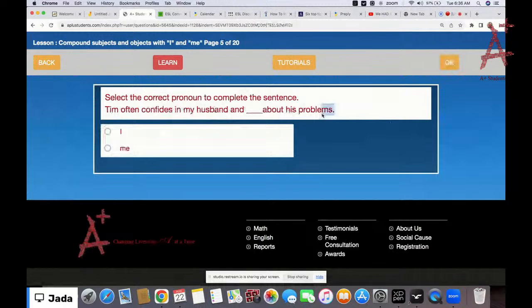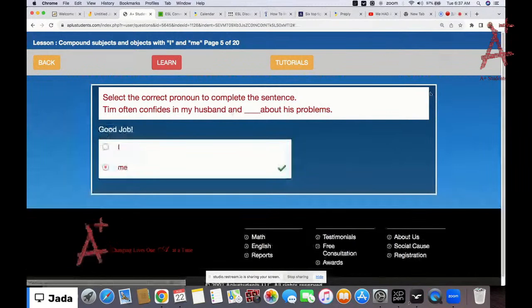So is it gonna be my husband and I or my husband and me? My husband and I or my husband and me? What do you think is gonna be the answer? Everybody share your thoughts on the chat box so that I'm sure that you understand this lesson. Okay, because this is a very very complicated lesson. A lot of people mistake I and me. So Joshi says me. Okay. Thank you so much.